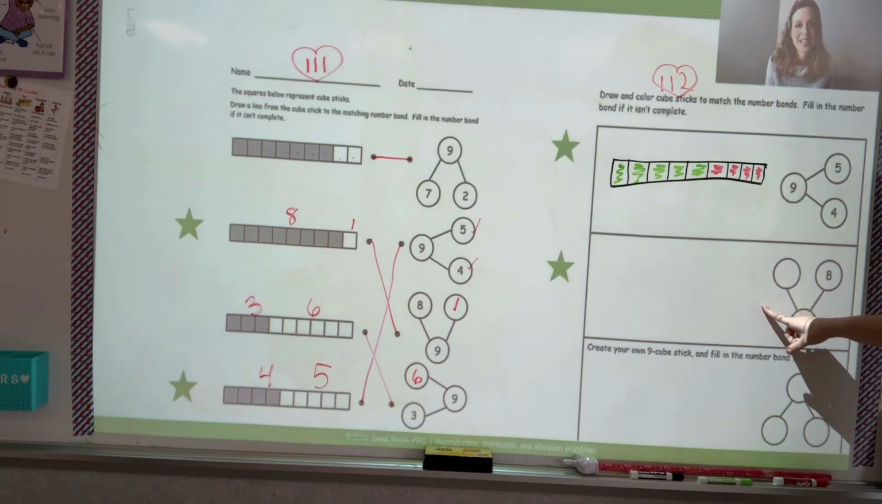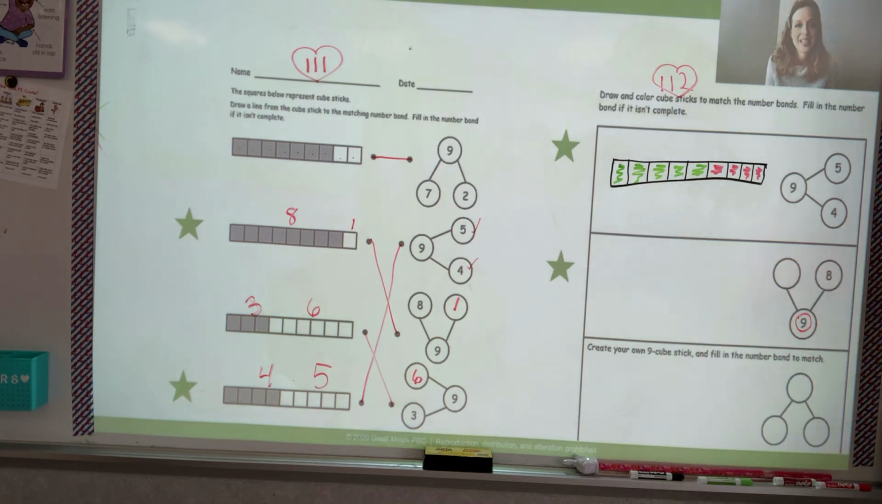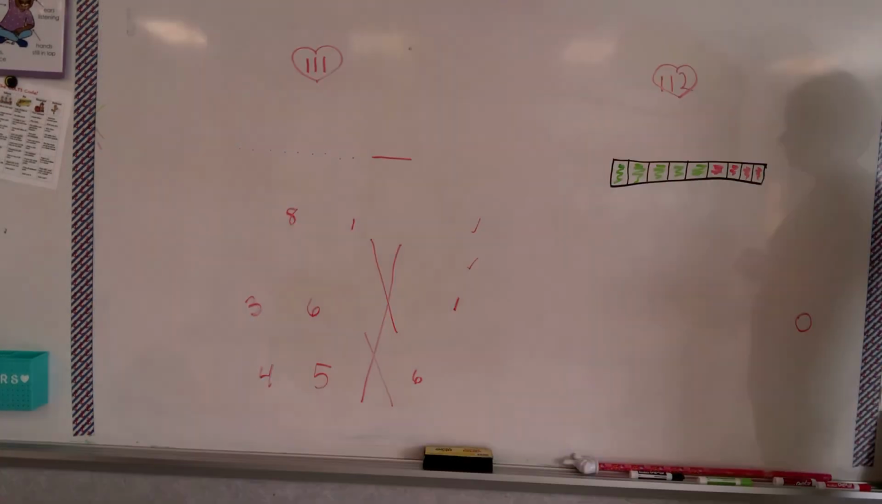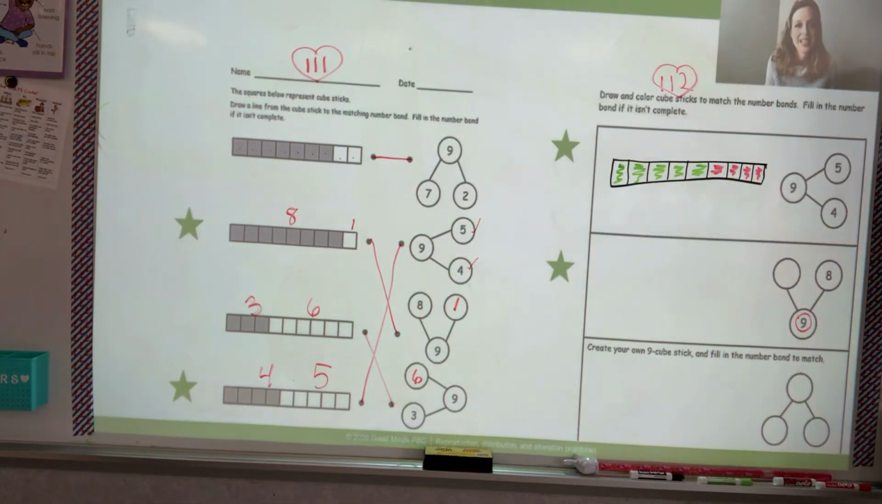Go ahead and do this one by yourself. I'm going to give us a minute to do that. Raise your hand when you're done and you can help me. So do this one. Remember, we look at our whole first. Our whole here is 9. Try to do this on your own. Draw your cube stick and color it in and fill in the number bond. I'm going to give us about 1 minute. Then I'm going to call on some friends.